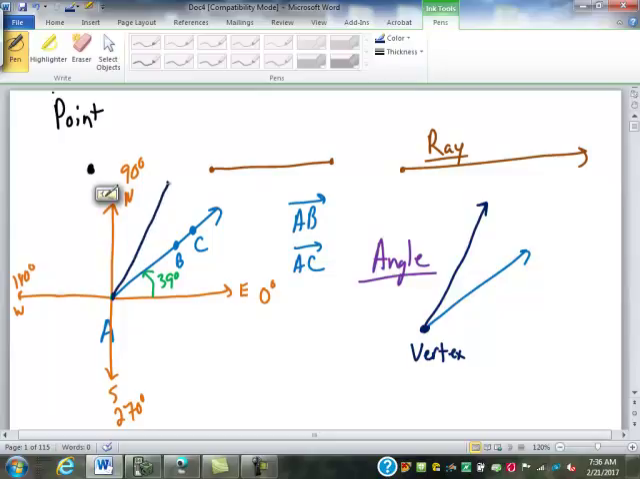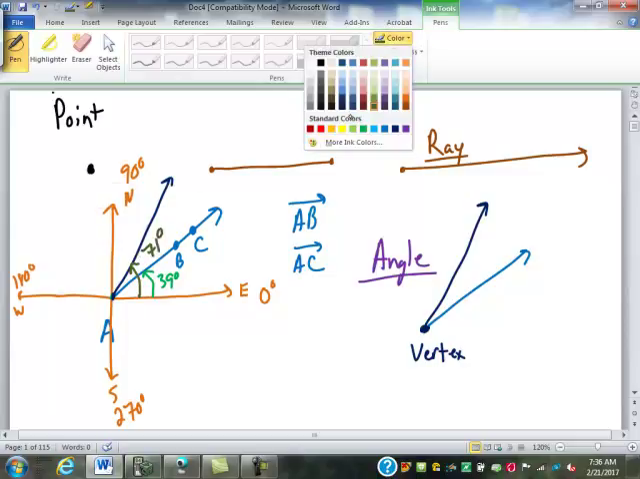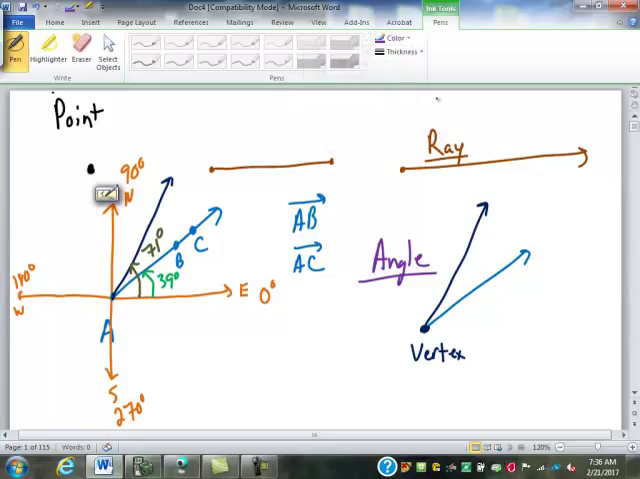The angle, let's say I put a second ray over here. And let's say that the direction of that second ray is 71 degrees. The size of the angle created by those two rays, this here, is the difference in their directions. So 71 degrees minus 39 degrees would give you, what, 32 degrees? So that's a 32 degree angle because there's 32 degrees difference in their directions. Does that make sense?